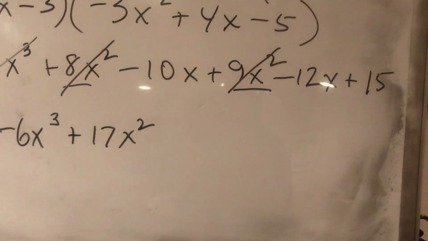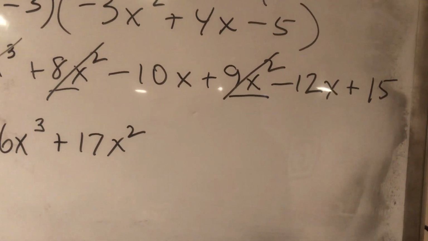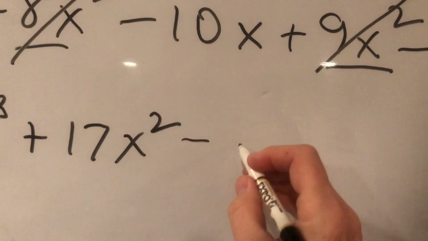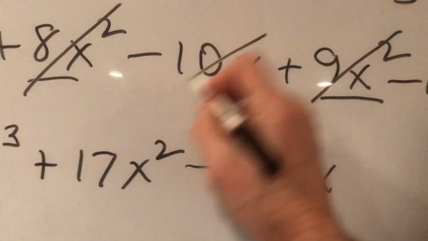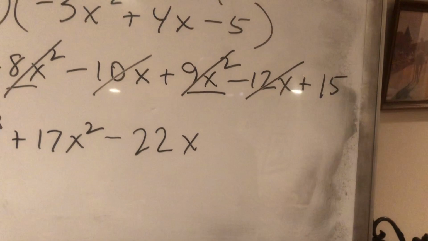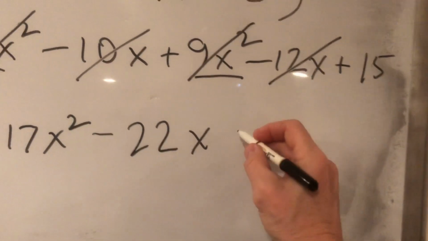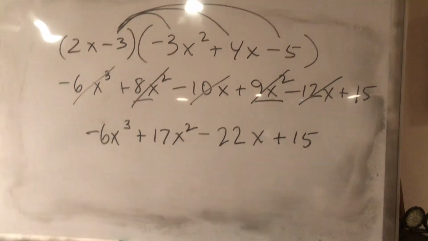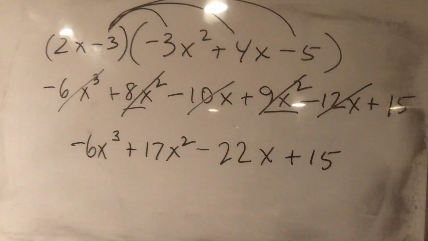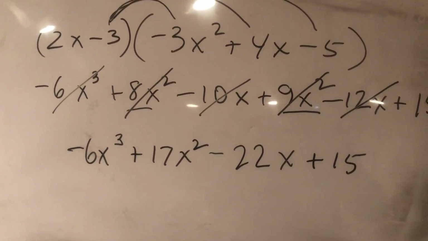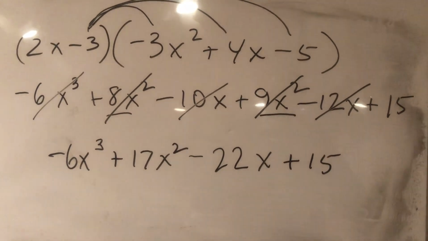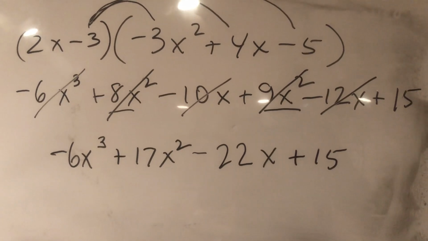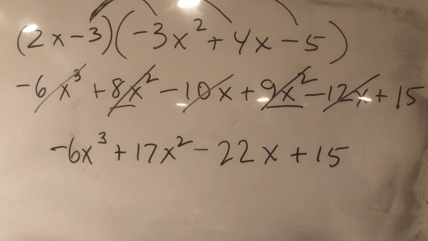And then we do see we have a negative 10x and a negative 12x. They're in like terms. So negative 10 minus 12 is negative 22x. Let's get rid of those two. And then the 15 stands alone. So we're going to put that on the back end. And look what we end up with. An answer of negative 6x. Let's try that again. Negative 6x to the third plus 17x squared minus 22x plus 15. And there's nothing else we could do with that. That is simplified and it's in its lowest terms.